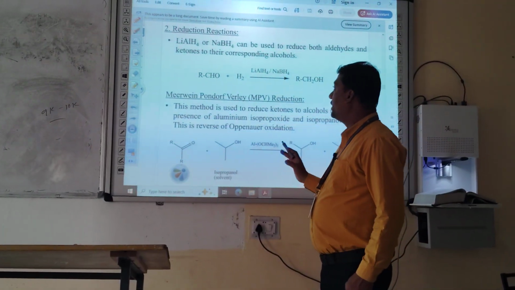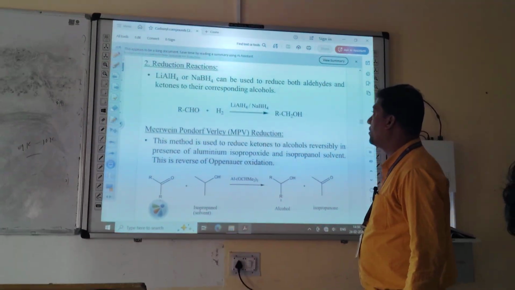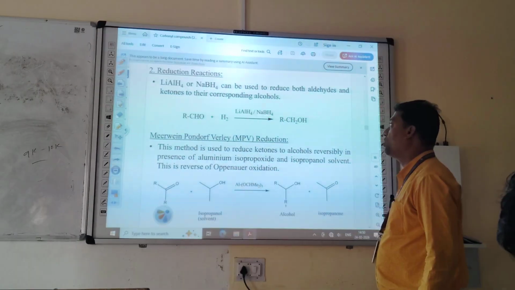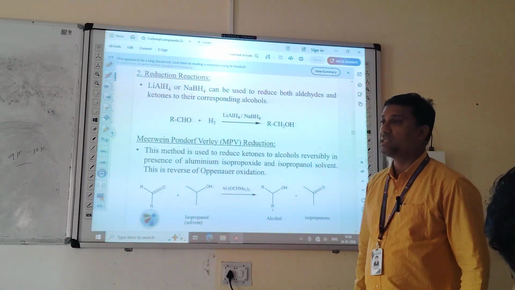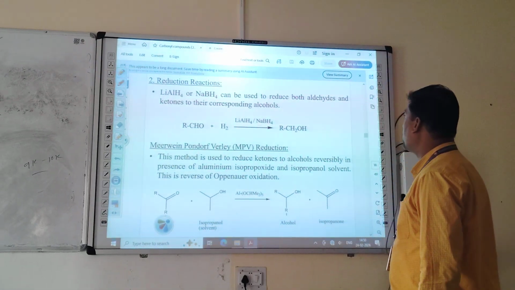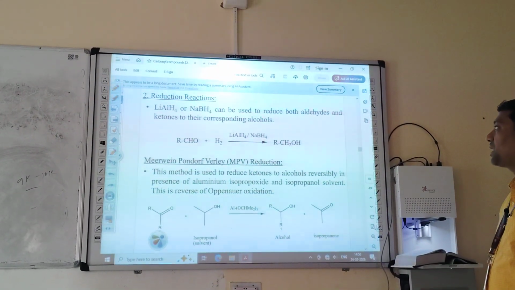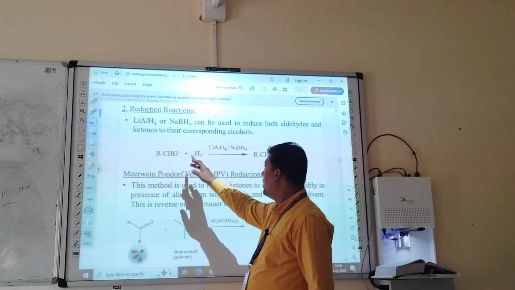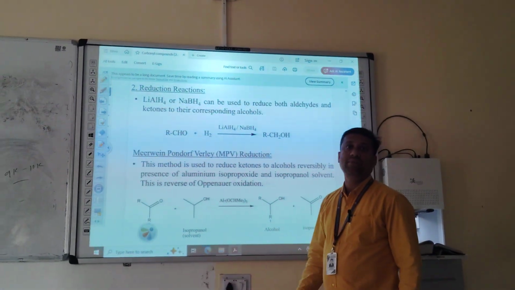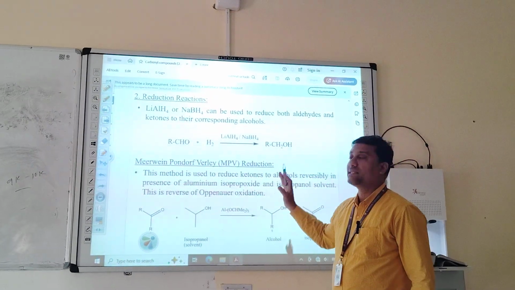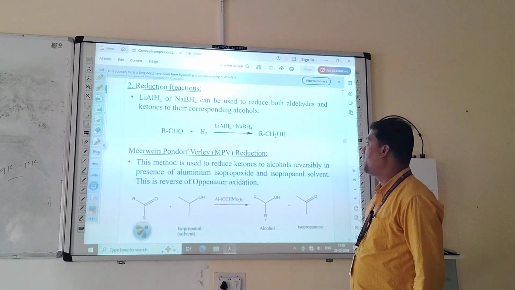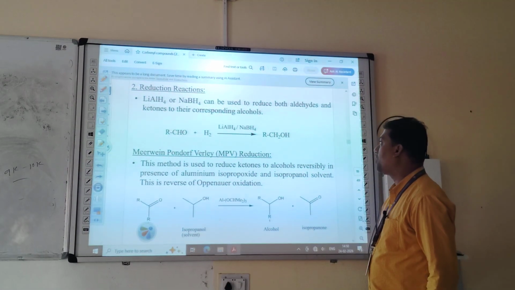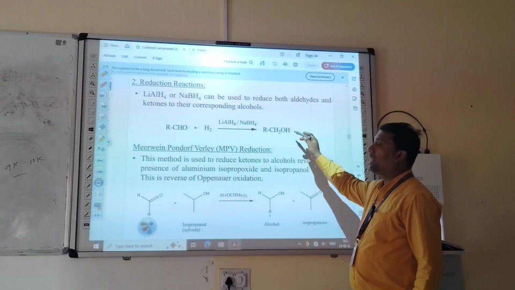Reduction reaction, number 1: lithium aluminum hydride and sodium borohydride. These are the reducing agents. They can be used to reduce both aldehydes and ketones to their corresponding alcohols. This is the aldehyde, and reduction means addition of hydrogen. With sodium borohydride and lithium aluminum hydride as reducing agents, it will be reduced to alcohol.